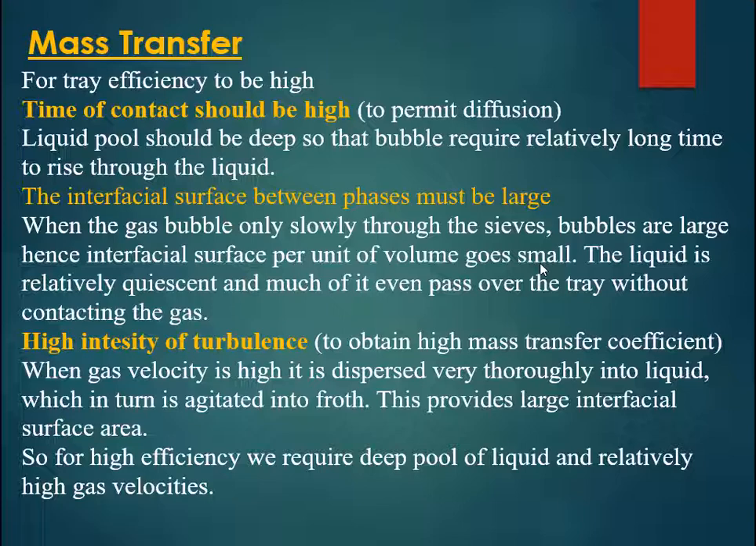So based on this understanding, for tray efficiency to be high, we need high residence time, high interfacial surface area, and high intensity of turbulence. So for high efficiency, we need a deep pool of liquid and also high gas velocity. So if I operate my column at high liquid flow rate as well as at high vapor flow rate, then my tray efficiency will go high.